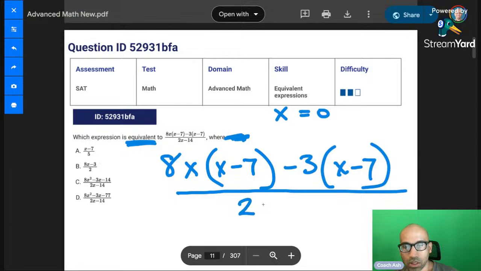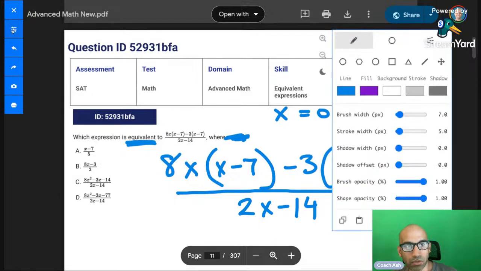Over 2x minus 14. So wherever I see an x, I'm going to take a marker and just erase the part, right? So maybe there's a way, like you have an eraser here, right? And I'm just going to erase this. So if there's an x, this part is gone. Okay, unfortunately, I cannot erase it directly like this. So I'm just going to cancel it out, okay?